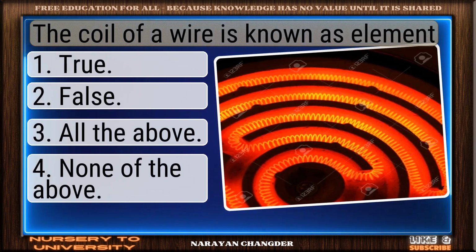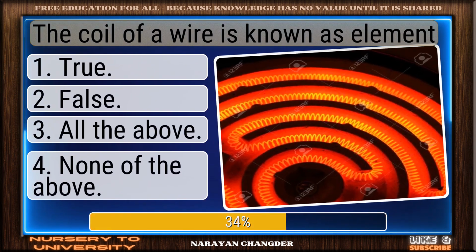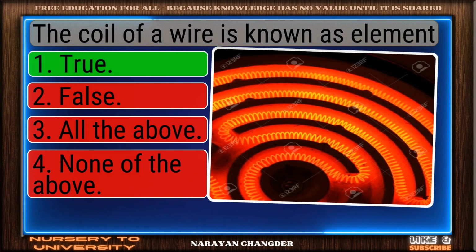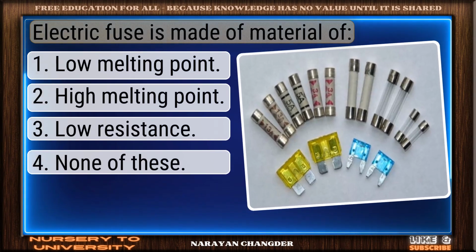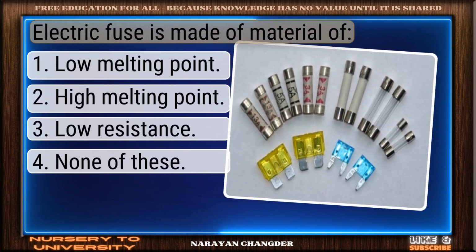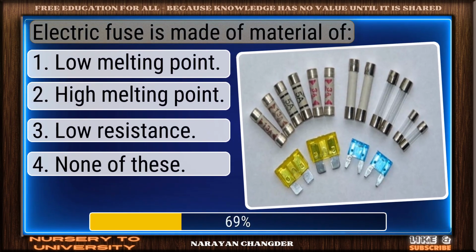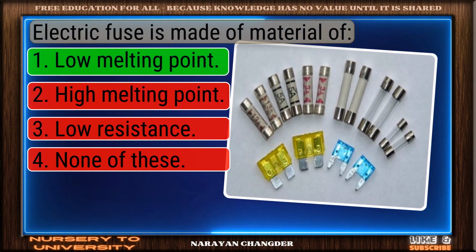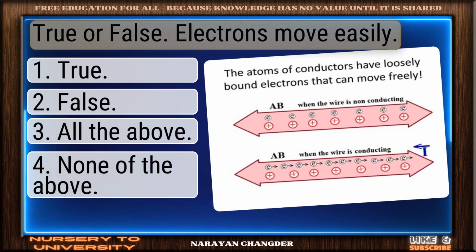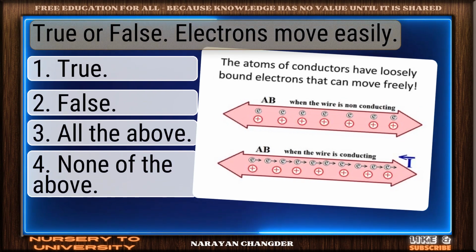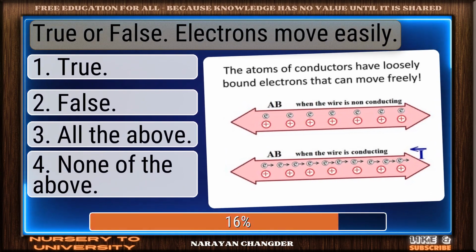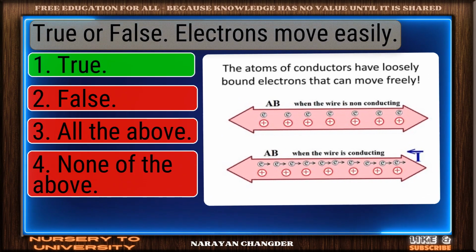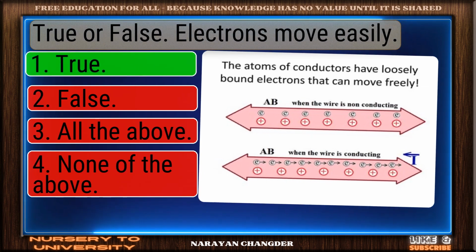Question number 172. The coil of a wire is known as element. Smart pick. True is the correct choice. Question number 173. Electric fuse is made of material of. Solid response. Low melting point is a valid choice. Question number 174. True or false? Electrons move easily. Well reasoned. True is the correct choice.